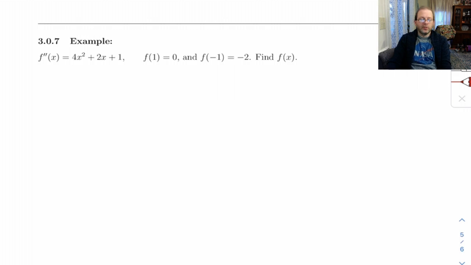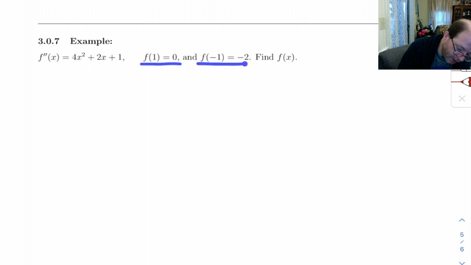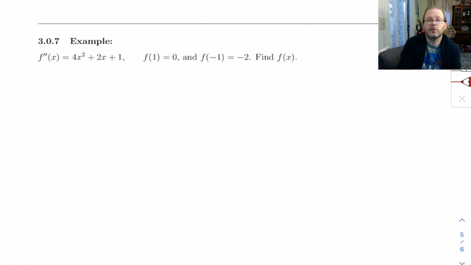All right, let's look at these last two examples. Both of these are initial value problems where we're given f double prime, and for our initial values, we're given two different values of the original function, not values of the derivative. So on both of these, we're going to wind up having to solve a system of equations at the end. So let's take the antiderivative here.